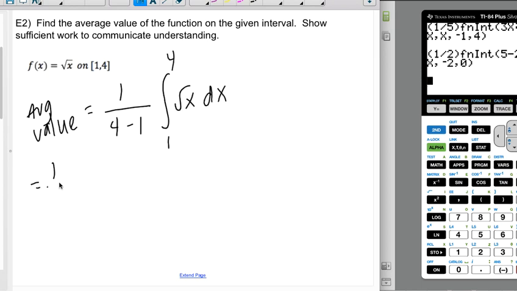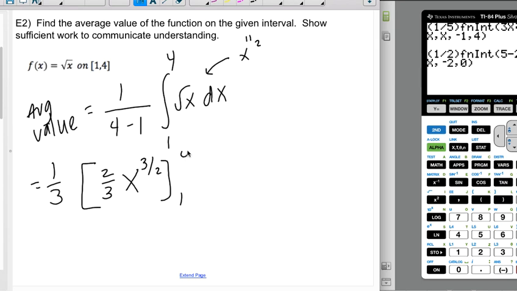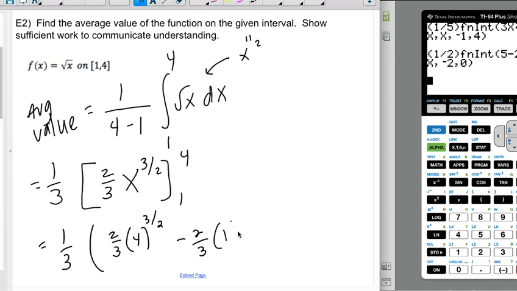So I'm going to get that this is a 1/3. When I integrate, remember this is an x to the 1/2, right? So when I integrate, I'm going to up the power by 1, which would be 3/2, and divide by that power. So it's going to end up being a 2/3 x to the 3/2, and I'm evaluating from 1 to 4. So that's going to be a 1/3. If you want to yank the 2/3 out, you certainly could. So 2/3 times a 4 to the 3/2, which we'll deal with in a sec, minus a 2/3 times a 1 to the 3/2, which is at least pretty accessible because it's a 1 to a power, right?